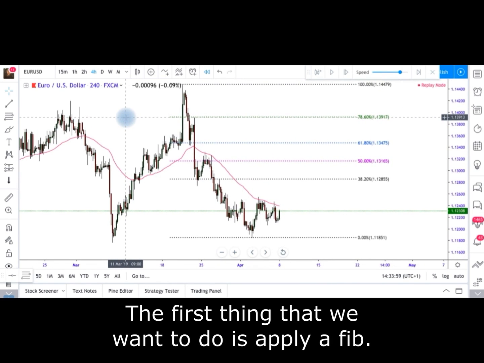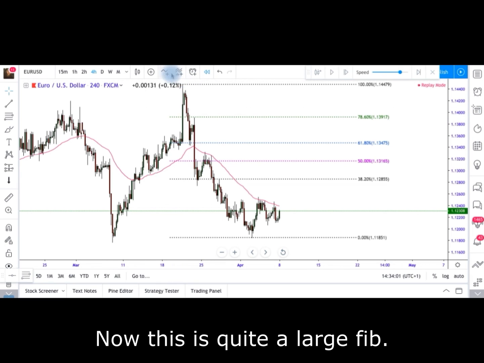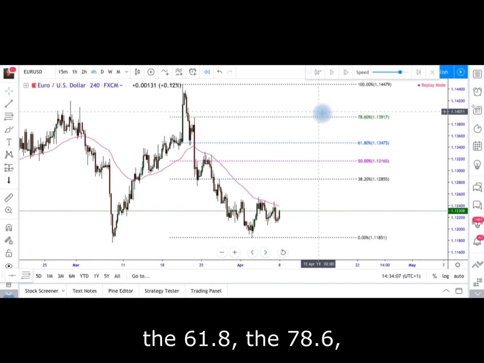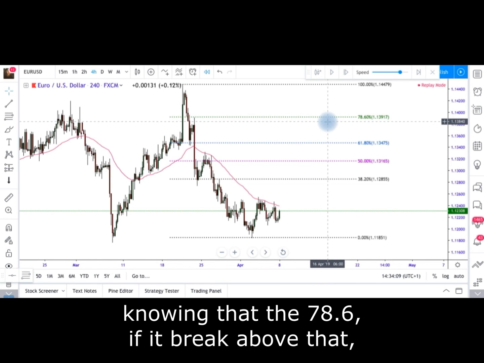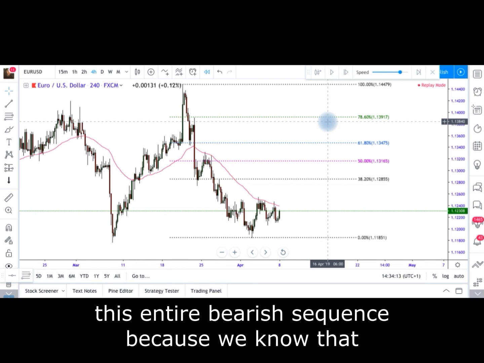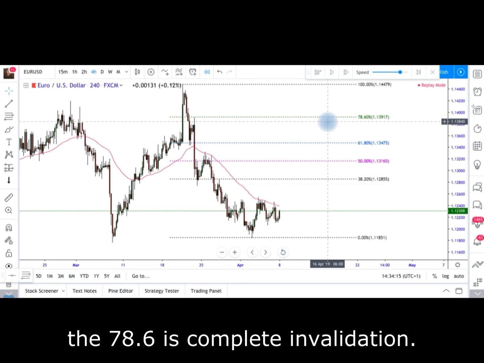The first thing that we want to do is apply a fib. Now this is quite a large fib, and we're looking for price to pop up to maybe the 50, the 61.8, the 78.6, knowing that the 78.6, if we break above that, then we could be going higher and actually invalidating this entire bearish sequence, because we know that the 78.6 is complete invalidation.